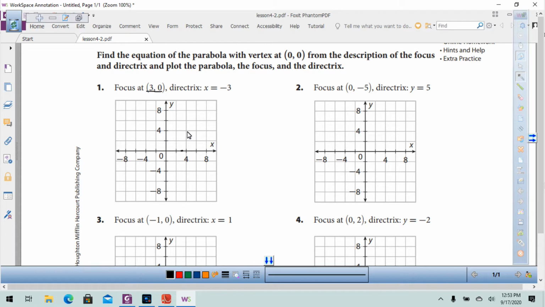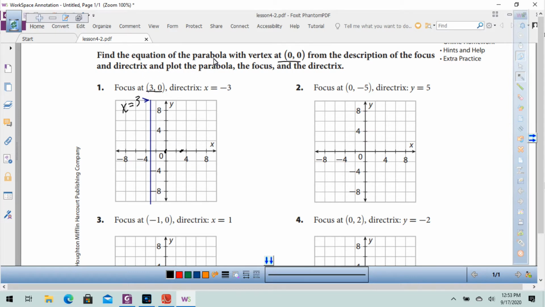The directrix is at x equals -3. So let me see here. That's going to be a little off. And it's going to be about right there. So the directrix is x equals -3, and the focus is here. Now, the vertex, it gave us the vertex is here at 0, 0.